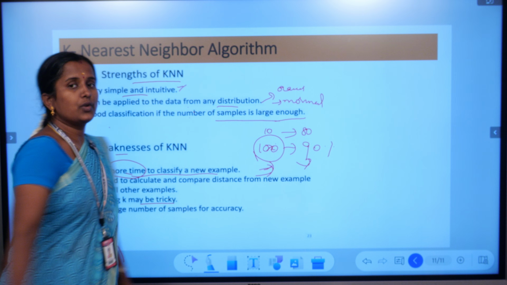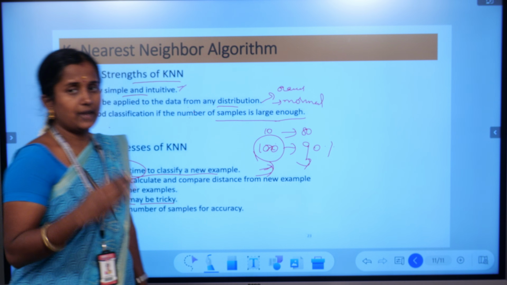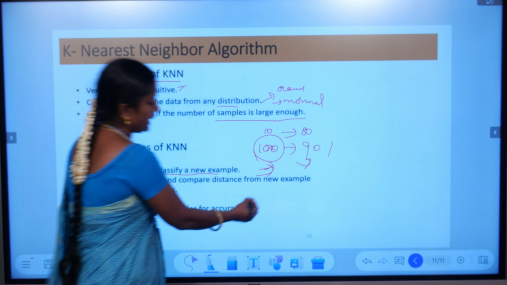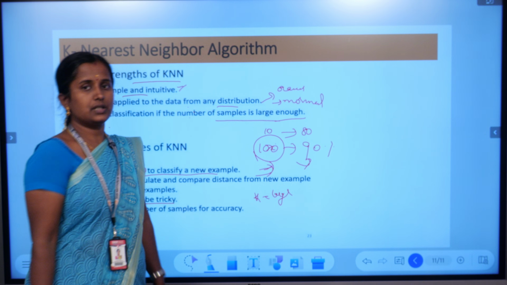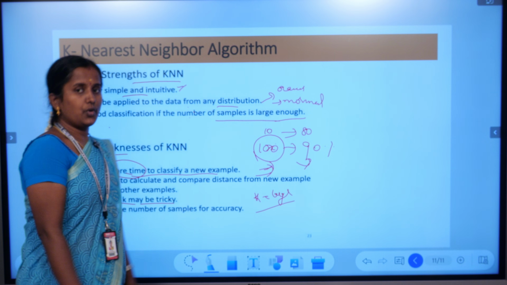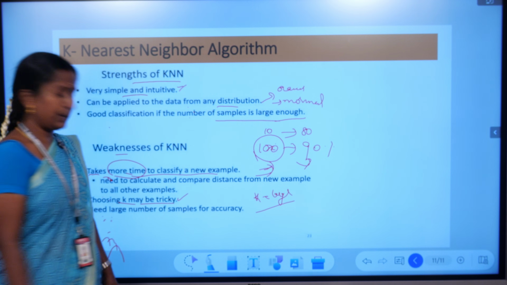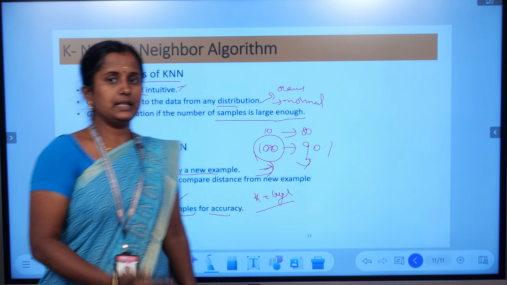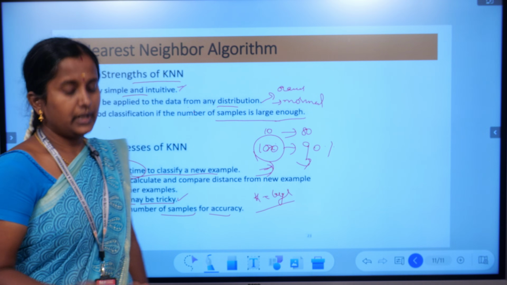Choosing the value of K is very tricky. If the K value is small, it may lead to more noise. If the K value is large, what will happen? More outliers will come inside the category, so that will also lead to more noise. So we always have to follow the thumb rule for choosing the value of K. It also needs a large number of samples for good accuracy. For maintaining good accuracy, it needs a higher number of samples. Thank you.